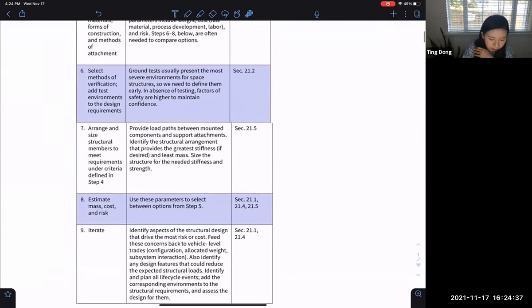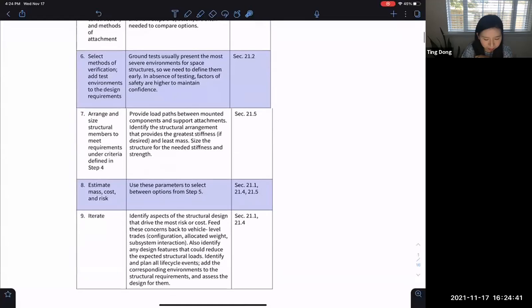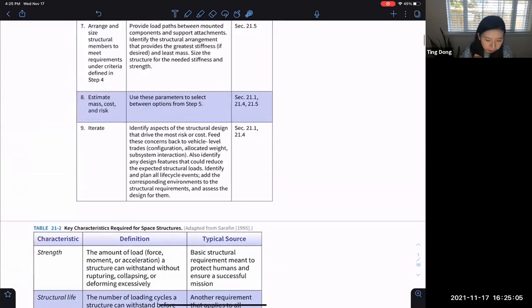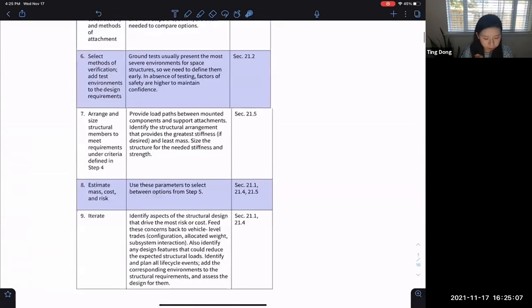And of course, in the end, there is always mass estimation, cost estimation, and risk estimation. Every design always involves iteration. If it doesn't satisfy, we may need to compromise in some part and iterate. In the end, we have our optimized structure design, which is safe enough but also has minimum weight. So this is the big picture of the structure.